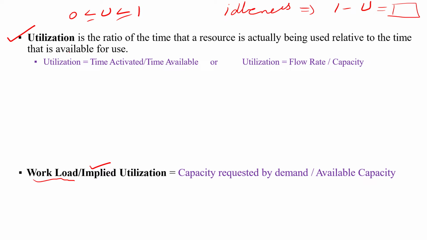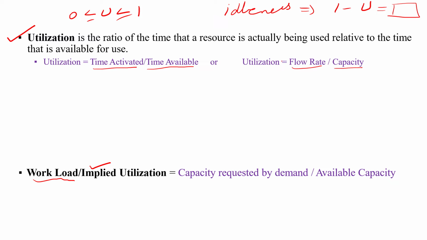Now the question is how we can calculate it. You can calculate the utilization of a resource as flow rate divided by capacity, or with another formula: time activated for that particular resource divided by time available of that resource. First of all, the flow rate basically indicates the speed of the system, also called the throughput rate.